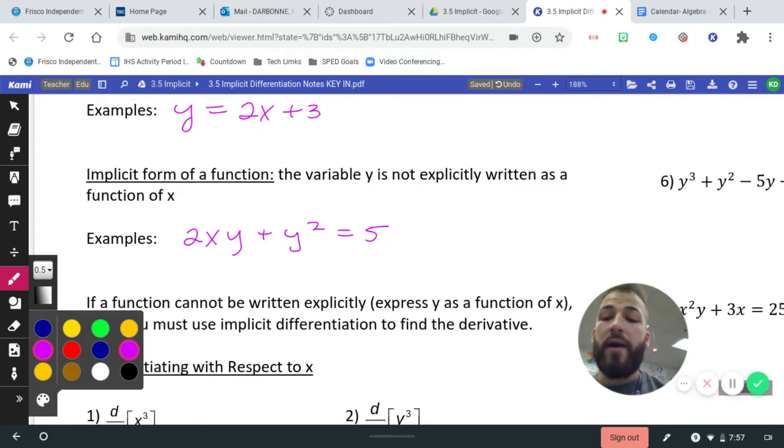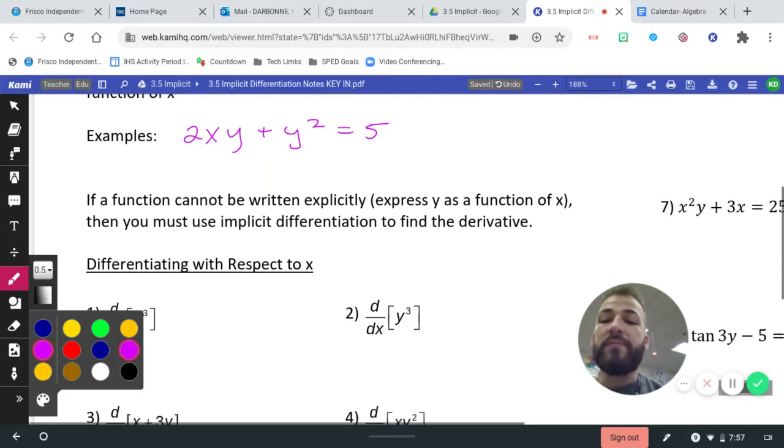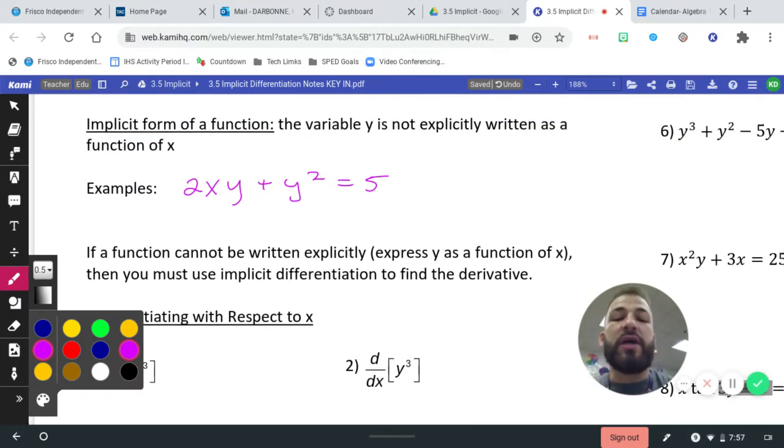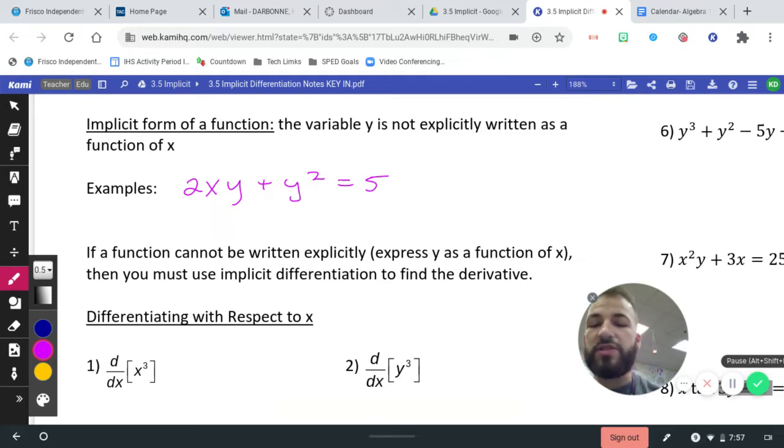Now, when we have it implicitly, obviously, if I could, I would just solve it for y real quick and then make it a much easier derivative. But if I can't solve it for y, then we have to use implicit differentiation to be able to find that derivative. So let's look at some examples.